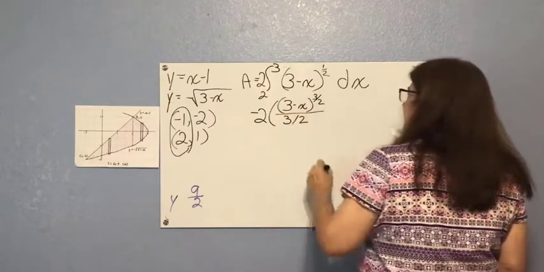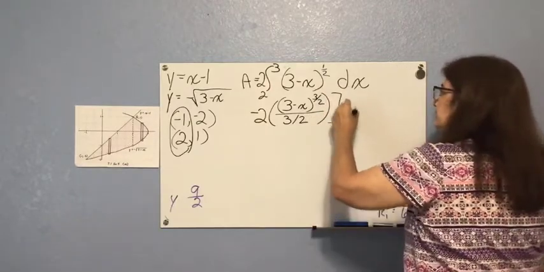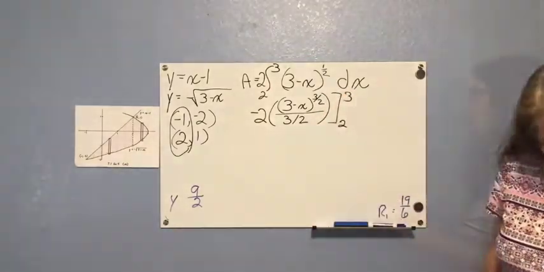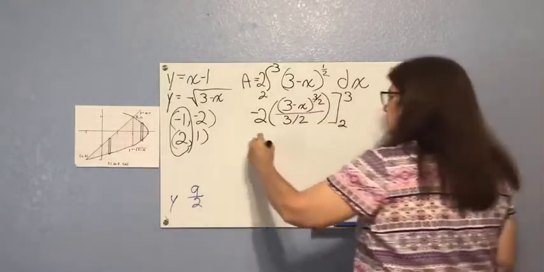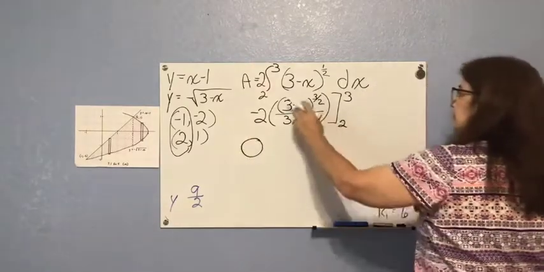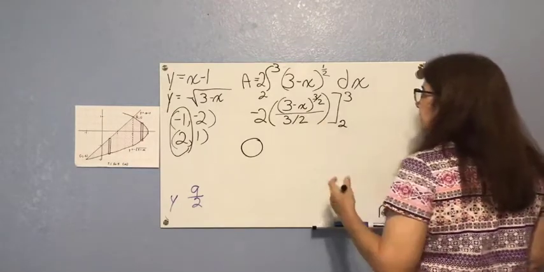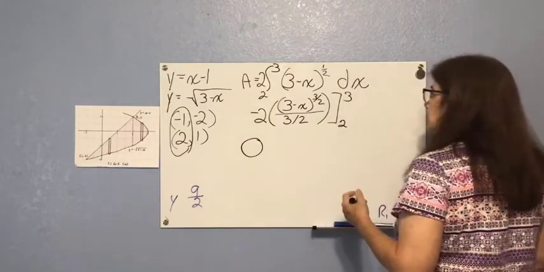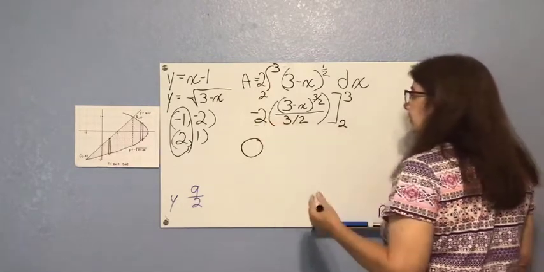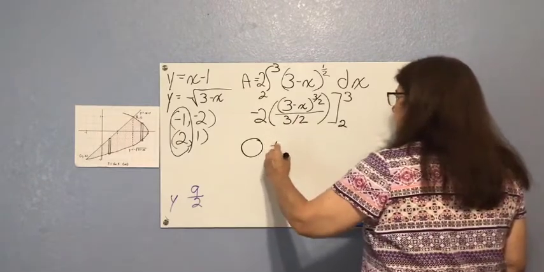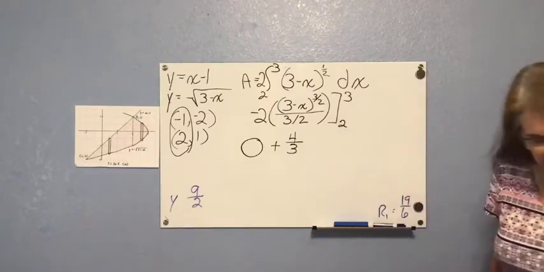Okay, when I integrate, I end up with negative 2 times (3 minus x) to the 3/2 power divided by 3/2 evaluated from 2 to 3. Okay, when I put the 3 in here, this becomes 0, so the whole thing is 0. When I put the 2 up here, I have 1 to the 3/2 power, which is 1, divided by 3/2, which is going to give me just 2/3, times the negative 2 is negative 4/3, but I'm subtracting, so it's positive 4/3.